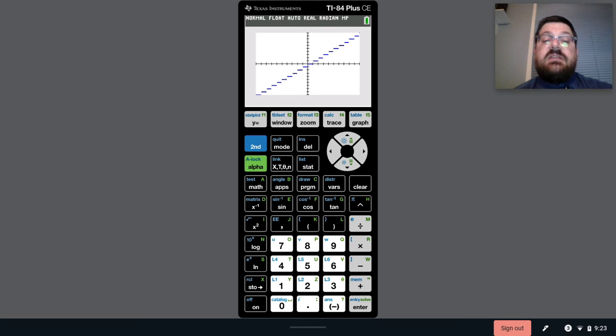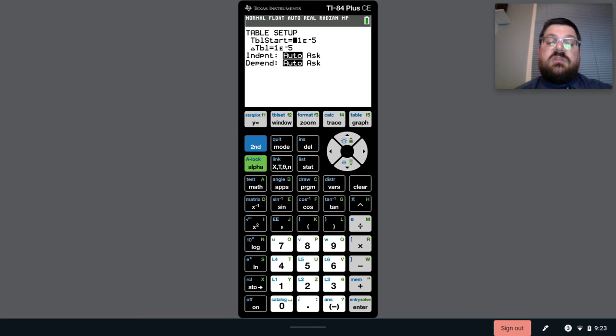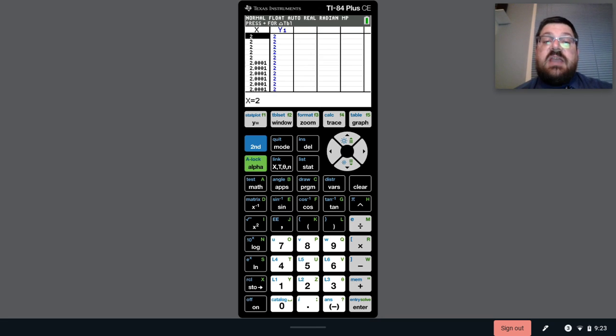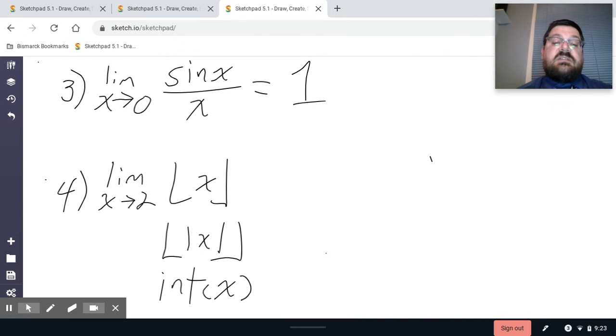And that would make sense. But as we go to our table set, we're looking at the value of 2. And again, we want a really small delta table. We can see at 2, it has a value of 2. And slightly above 2, it has a value of 2. But slightly below 2, it would be rounded down to 1. It has a value of 1. And that confirms that this particular limit does not exist.